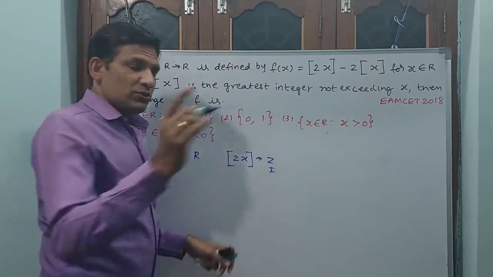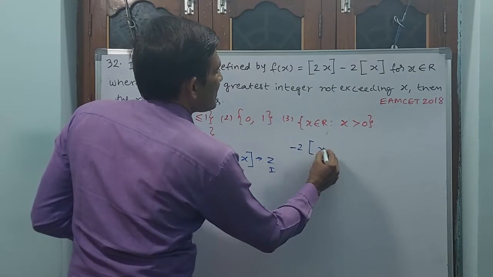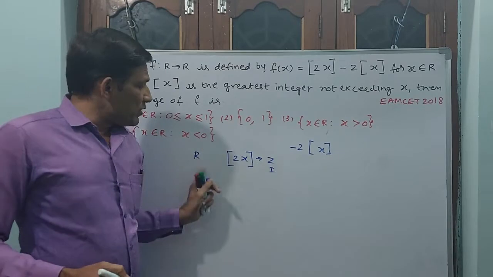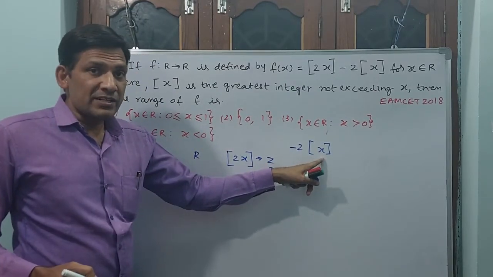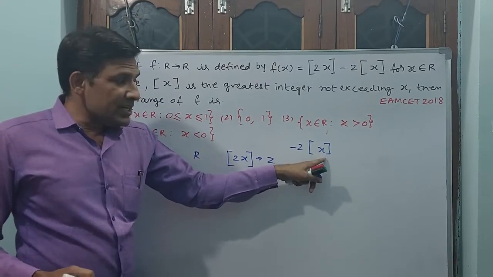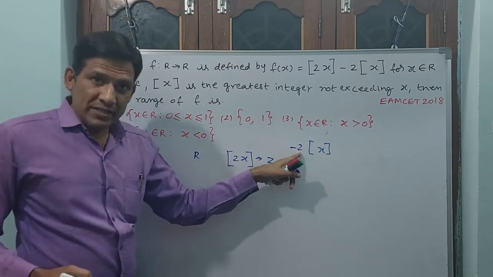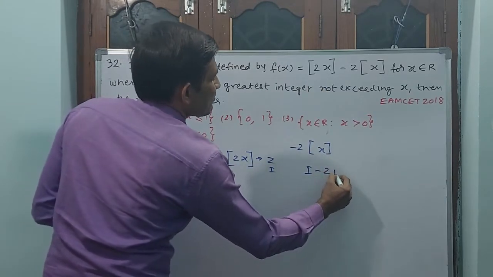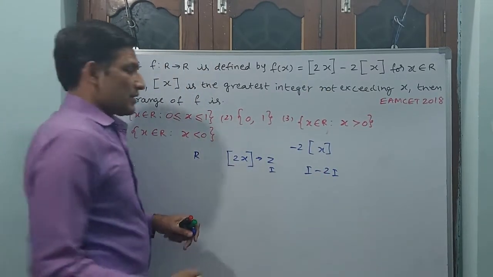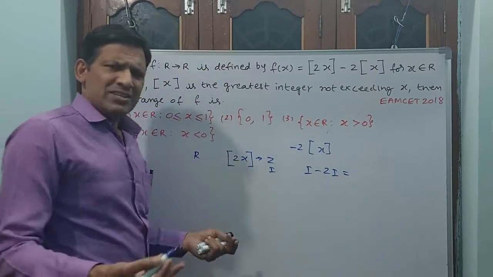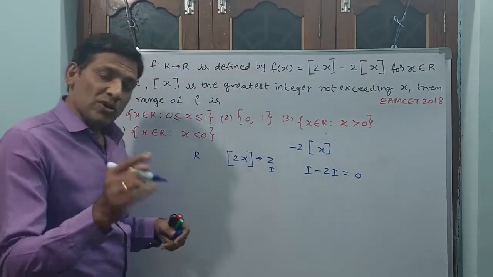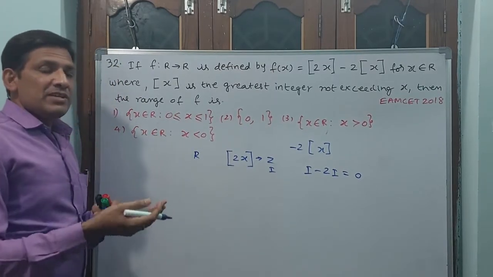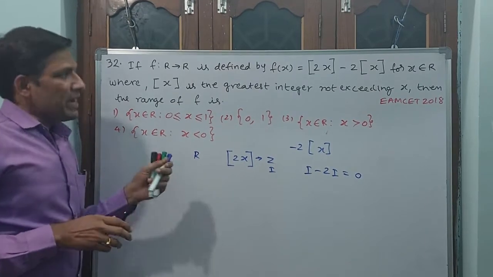Same with the other term: minus 2 times the greatest integer function. Whatever input you give, the output is a greatest integer, so only an integer will come. Integer is multiplying with integer, and 2 is an integer here, so again an integer. Here you get an integer minus 2 times an integer. What is the output? Integer only. Even if it comes 0, 0 is also an integer. That means nowhere do we get any value apart from integers. That is the logic behind this question.